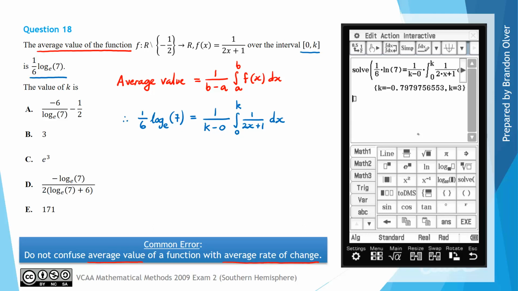So even though the calculator gives us two values, based on the interval being from 0 to k, we know that k must be greater than 0. So therefore k equals 3 is the value that we're interested in. And that appears as one of our options as being option B. So that's the correct one for this question.